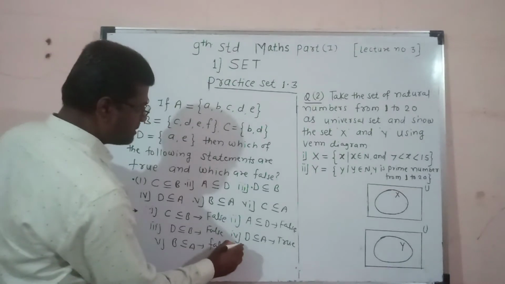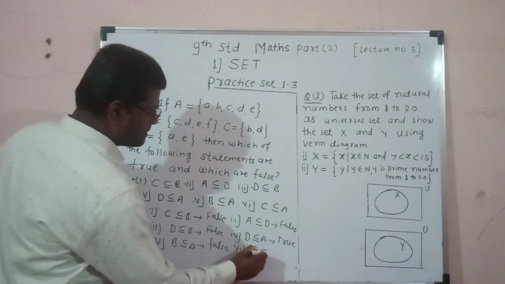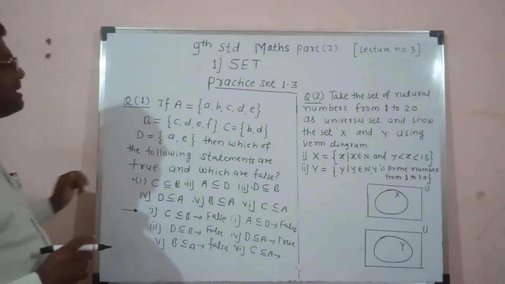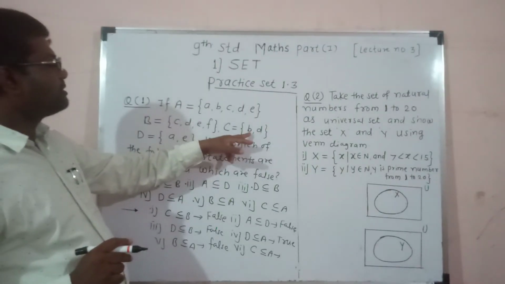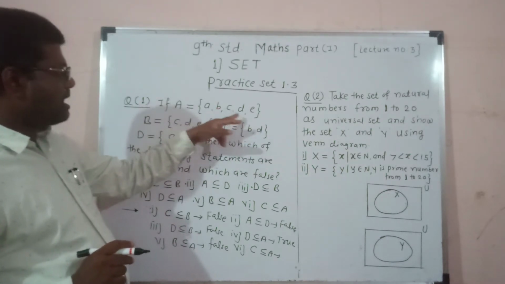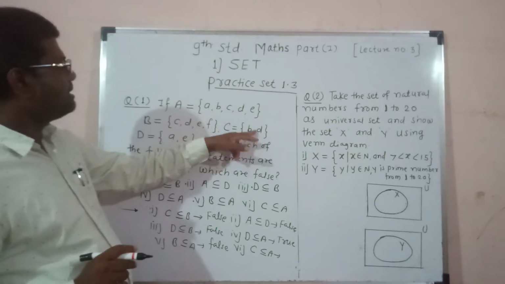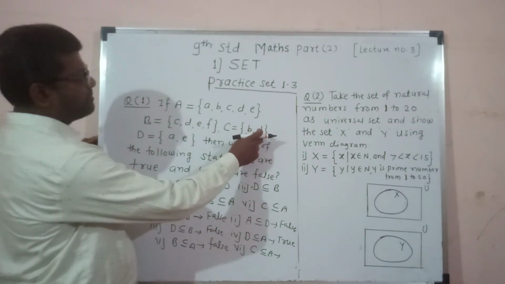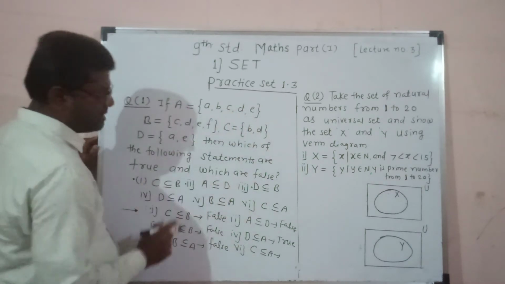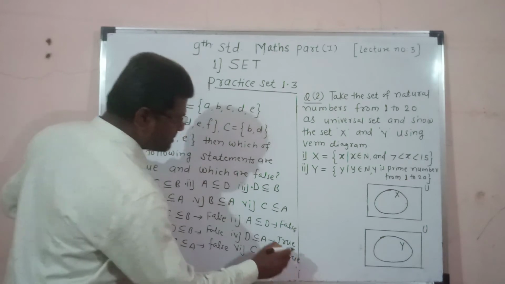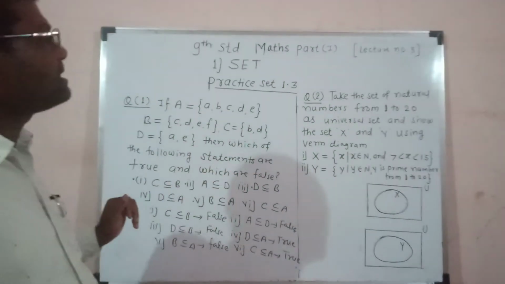And number 6, set C is a subset of set A. Look at the elements of C: B is in A and D is also in A. Therefore all the elements of set C are in set A. Therefore C is a subset of A. This is true. Now question number 2.